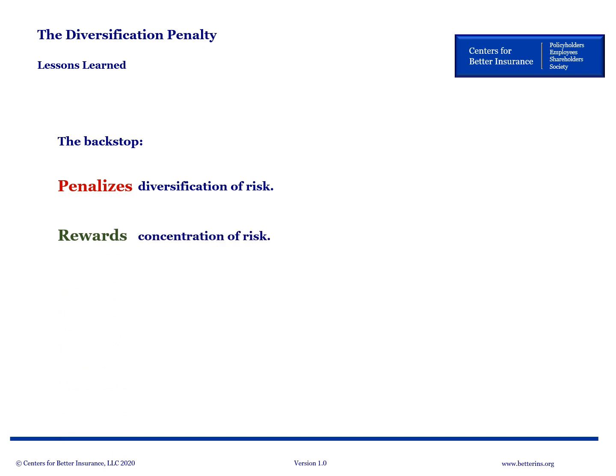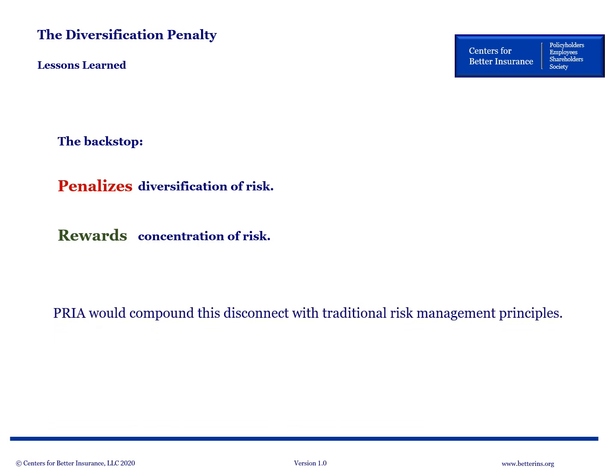So, what have we learned about TRIA and PRIA? First, the structure of the backstop penalizes insurers that build diversified commercial P&C portfolios. Second, the backstop rewards insurers who concentrate risk. Basic principles of catastrophe risk management tell us to diversify risks, not concentrate them. While the diversification penalty exists under TRIA, the narrow scope of insured losses covered by PRIA promises to amplify this disconnect for the pandemic risk.